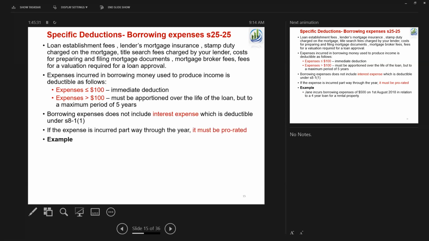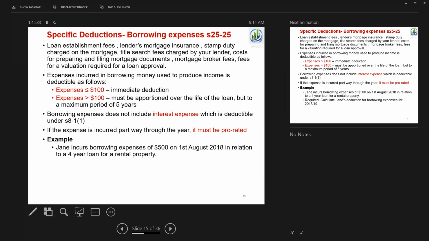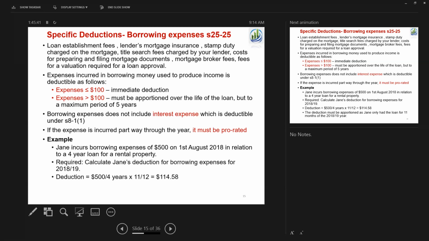You can see how you are going to calculate. So total borrowing expenses $500. 1st of August 2018, 4 years loan for the rental property. So you are going to do the 4 years because the rental property is only 4 years. In that case, you can deduct only the 4 years. What they're saying for the 4-year loan.